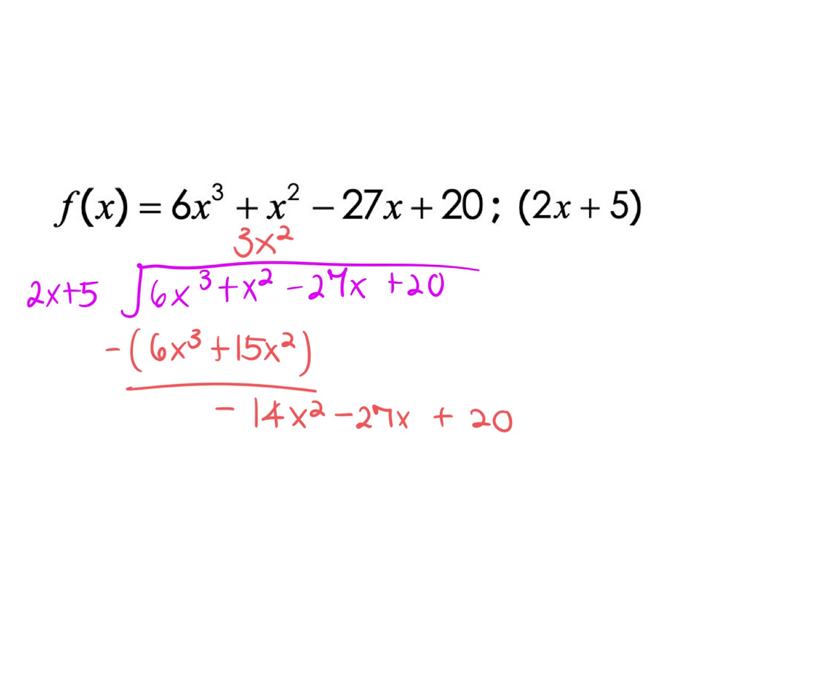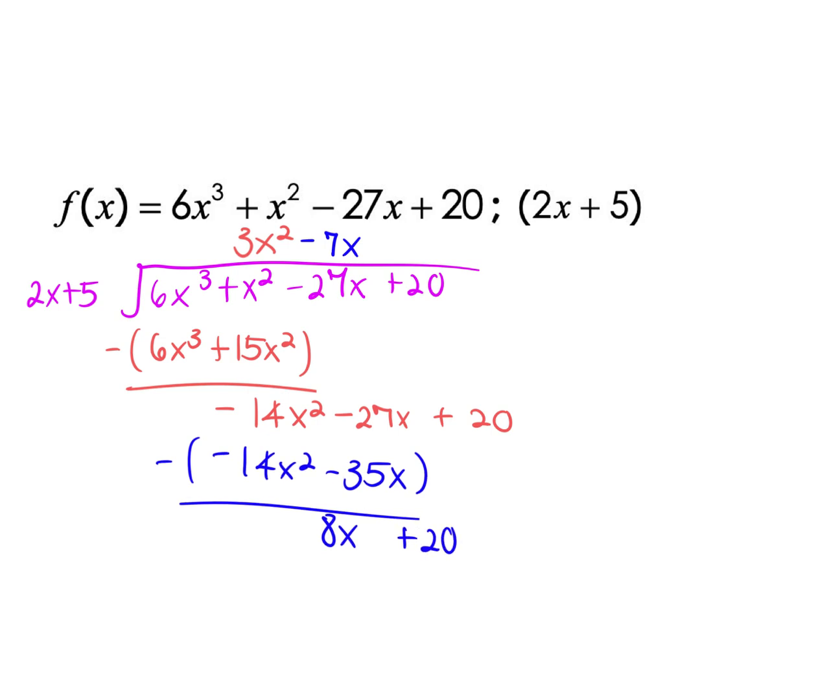And then we're going to want this 2x to match the negative 14x squared. So we're going to multiply by negative 7x. So this becomes negative 14x squared minus 35x. We subtract this away, and we end up with positive 8x plus 20.